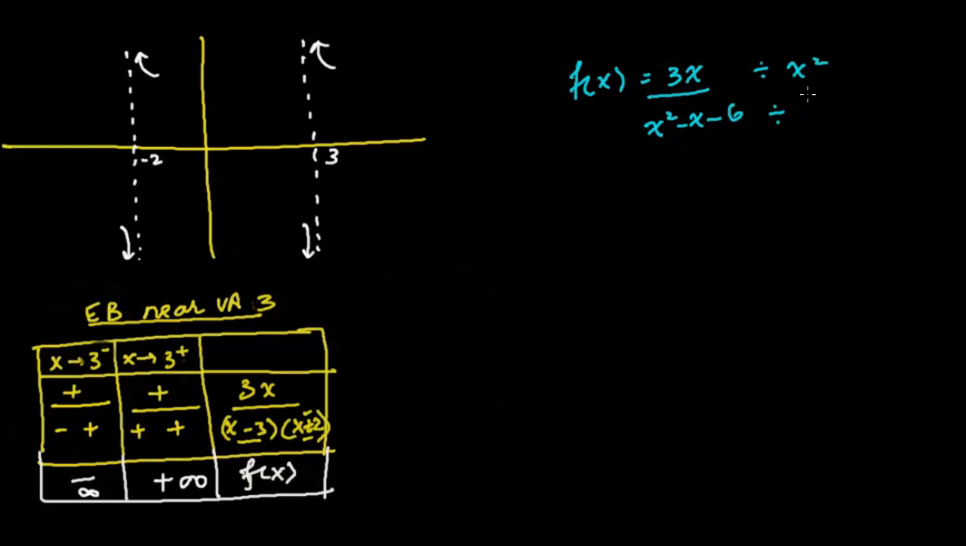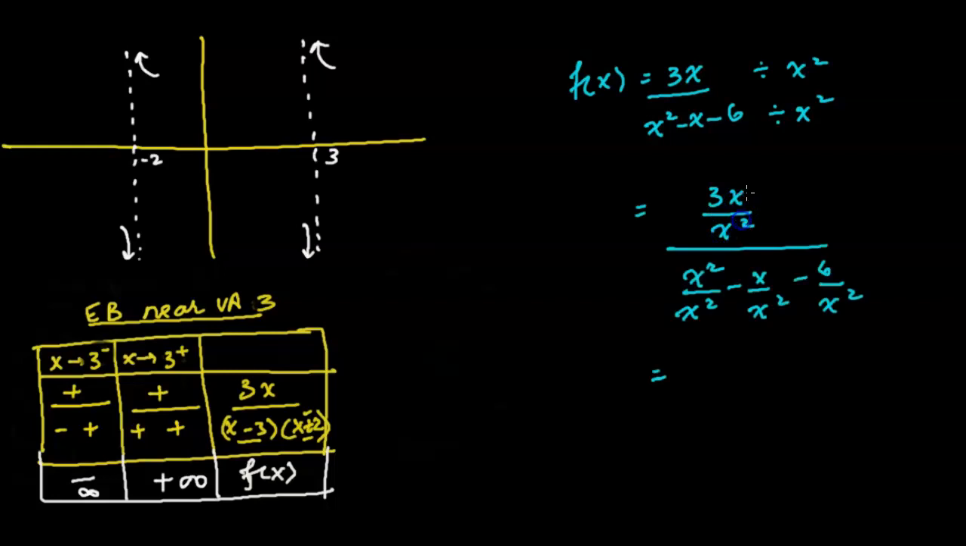In this question, we have x to the power 2 as the highest power of x. So we would divide both the numerator and the denominator terms by this. And this would look like this. Whatever gets cancelled out, we will cancel that out. So this one cancels with this. This and this get cancelled out completely. This one cancels with this. We're finally left with 3/x over 1 minus 1/x minus 6/x squared.